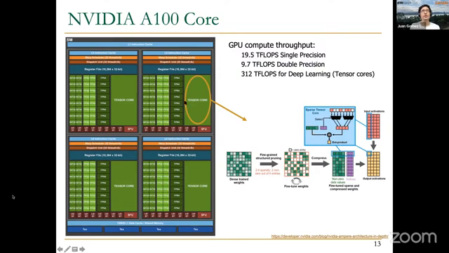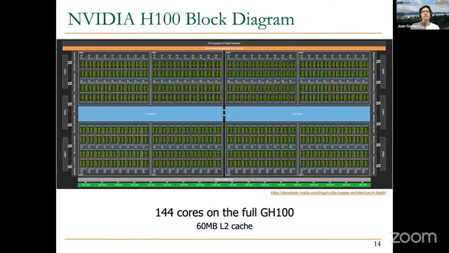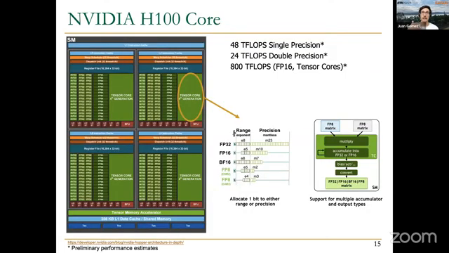In summary, what I wanted to say is that we see heterogeneity even inside the core of one specific heterogeneous device. This is a more recent GPU. This is the H100 GPU that was presented in 2022. They keep including innovations inside the tensor cores.